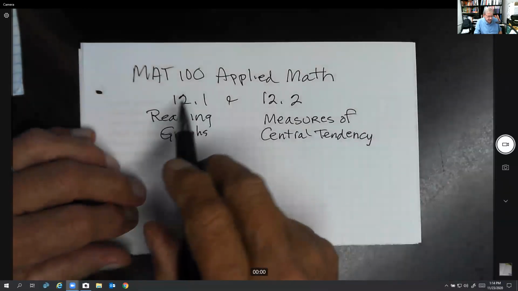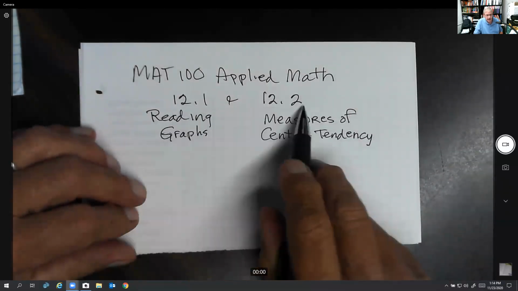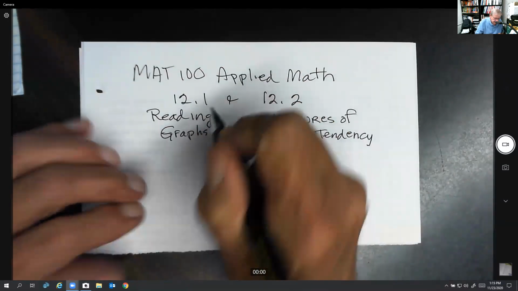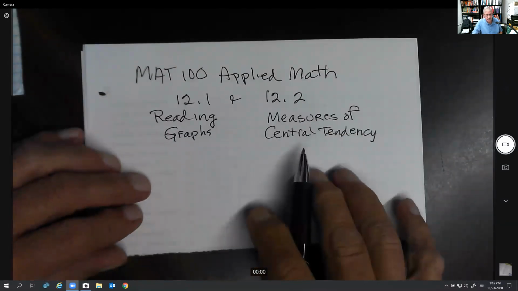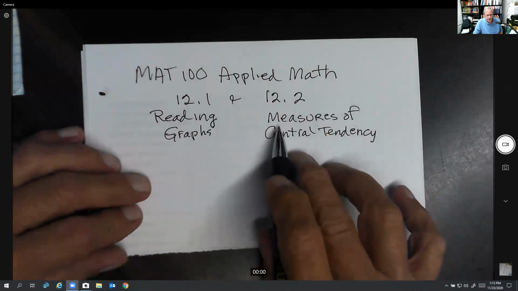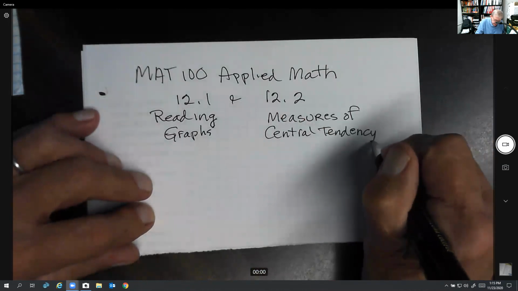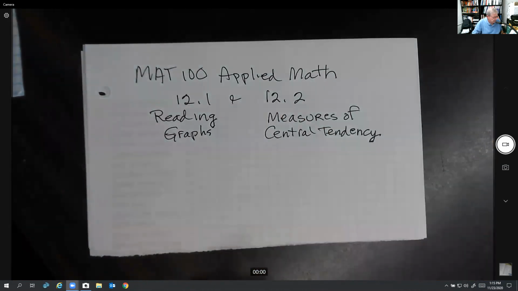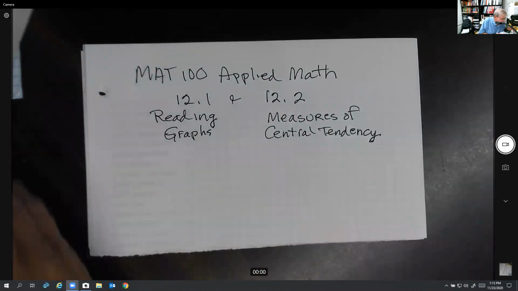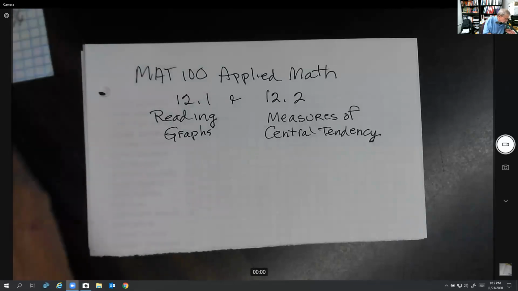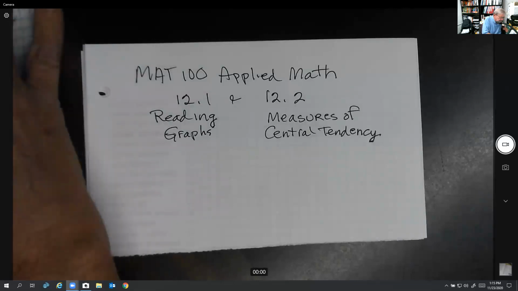We're going to discuss in this video 12.1 and 12.2. So 12.1 does reading and interpreting graphs, and 12.2 deals with measures of central tendency. And I think we can cover both in just one video briefly. So we're going to take a look at a couple of these things and see what we can do. I'm not going to worry too much about constructing graphs, but we're going to look at one graph here.